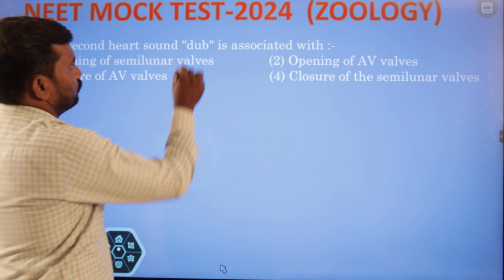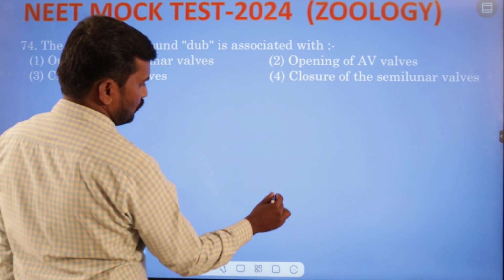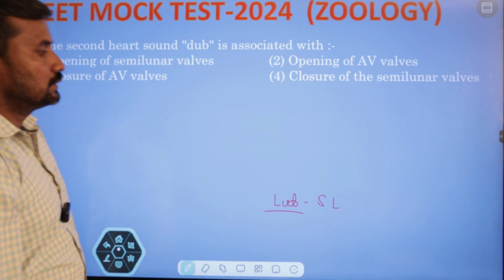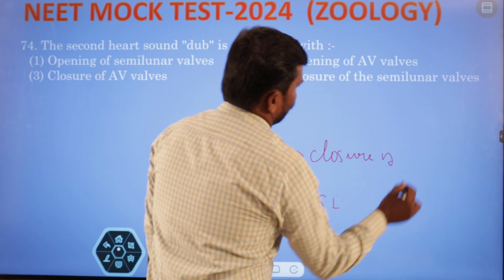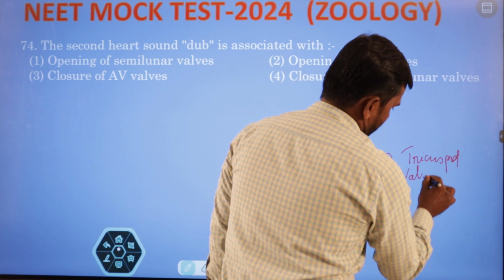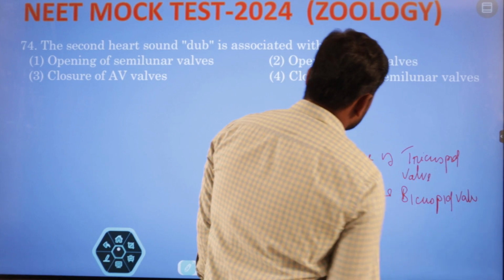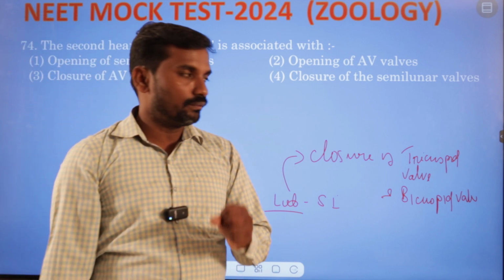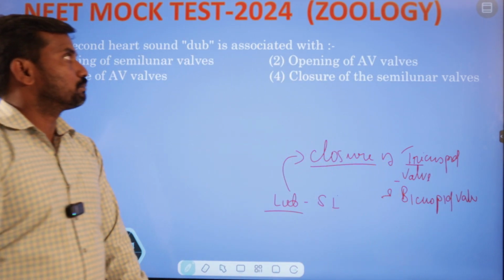The first heart sound is called lup, otherwise called S1. This mainly happens by the closure of the tricuspid valve and bicuspid valve. Whenever the ventricles contract, otherwise the systole of the ventricles, the tricuspid valve and bicuspid valve close immediately, and the first sound, lup, is produced.